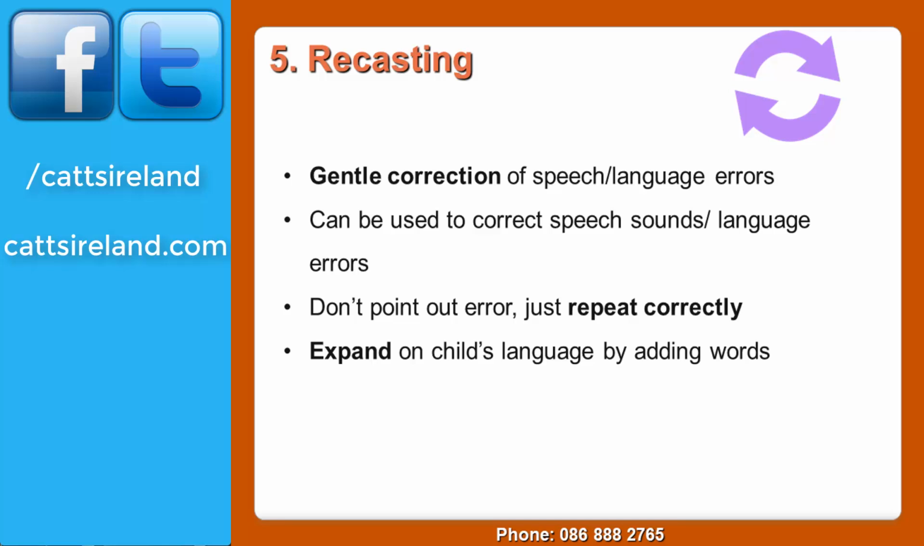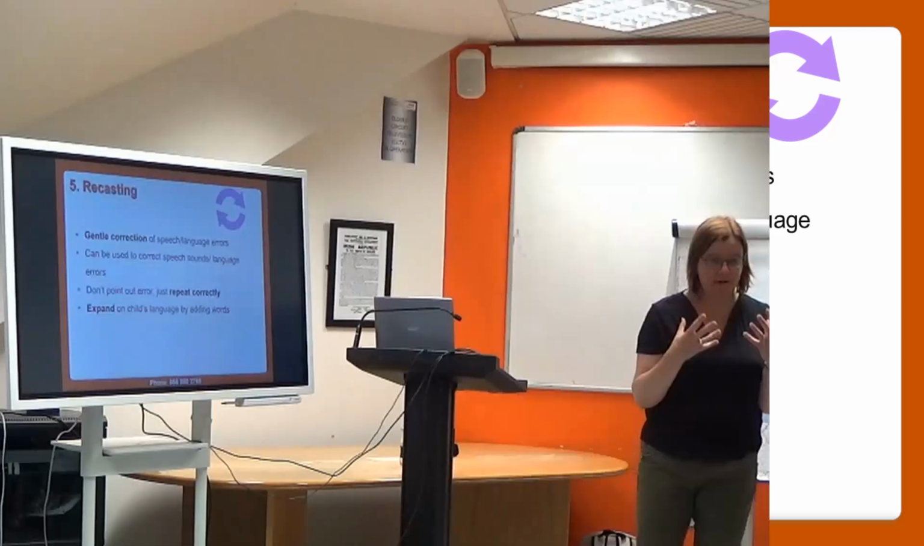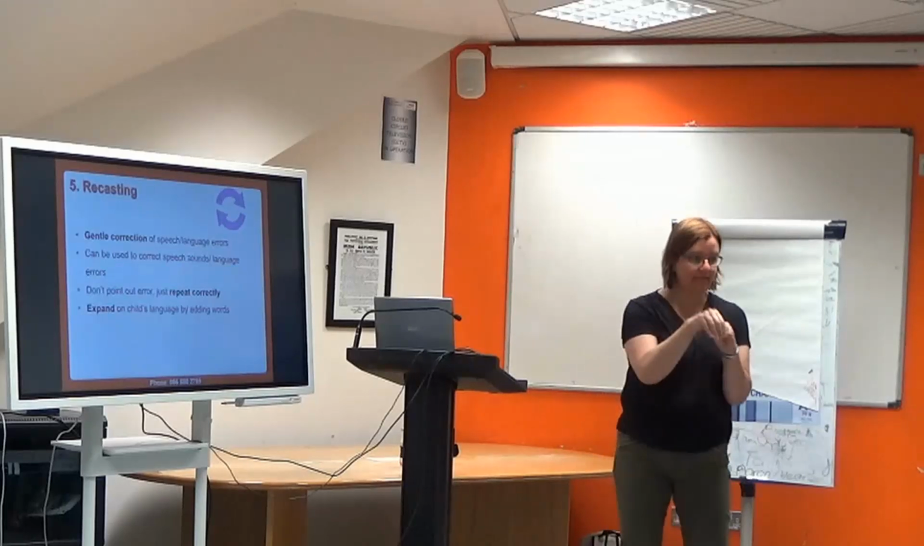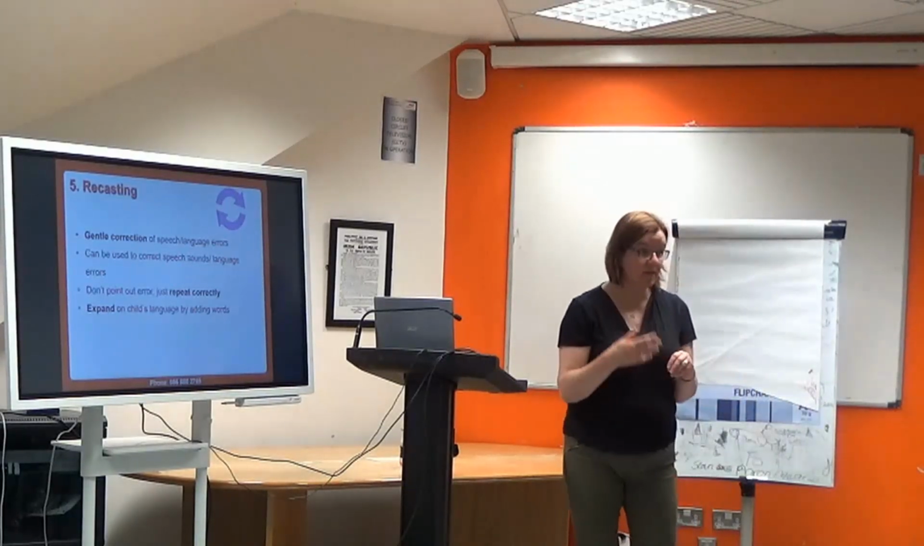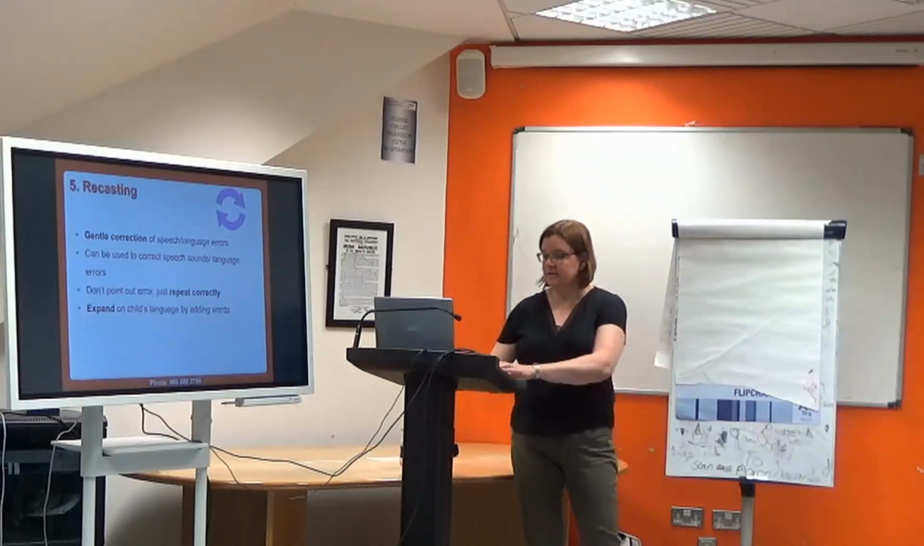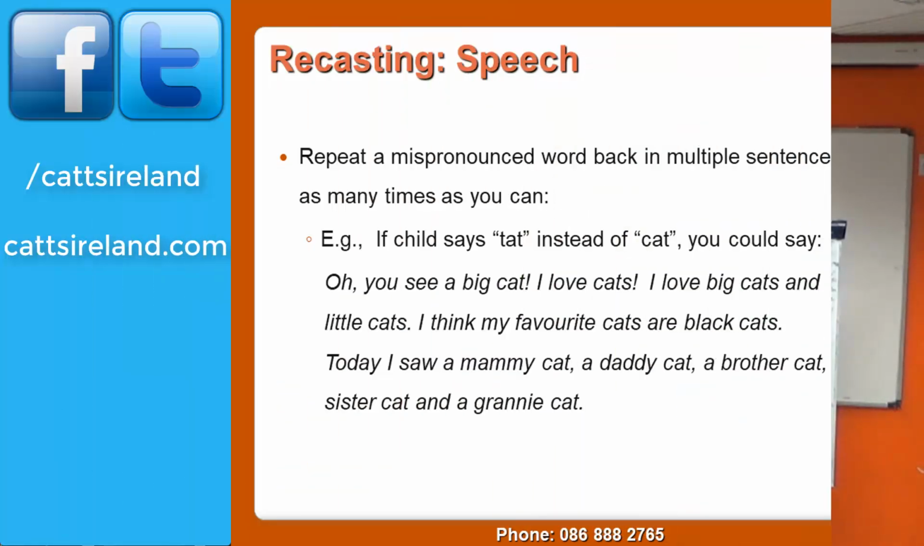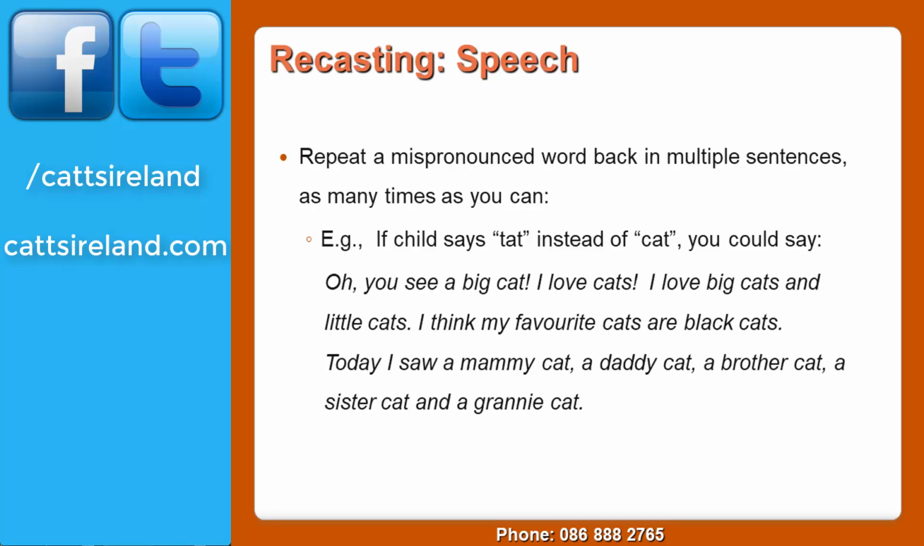Recasting is a little bit different. So recasting is when you have that gentle correction, like rabbit for rabbit, duck for duck, and we want to correct it, but we don't want to point out the error. Okay, and that's when you use the exact same thing. You repeat it lots of times, but you're going to talk about pronouncing it correctly. So if they say tat instead of cat, you can say, oh, you see a big cat. I love cats. I love big cats and little cats.